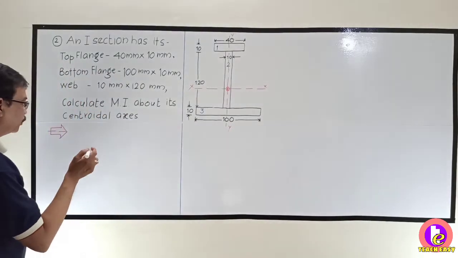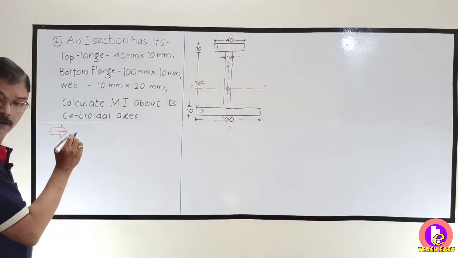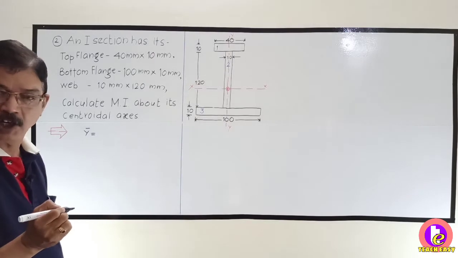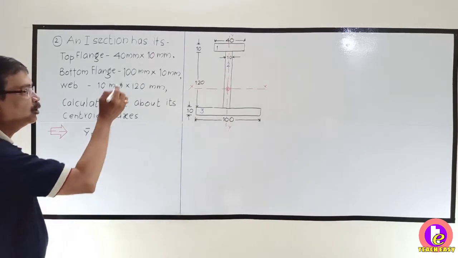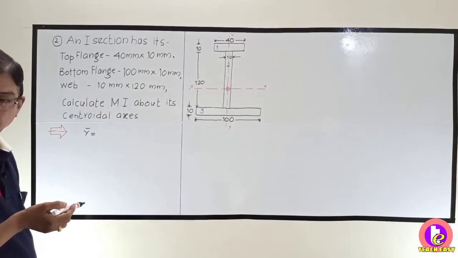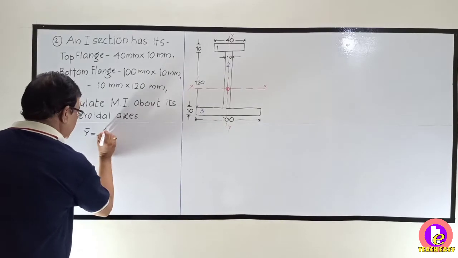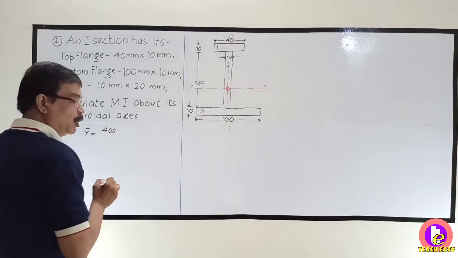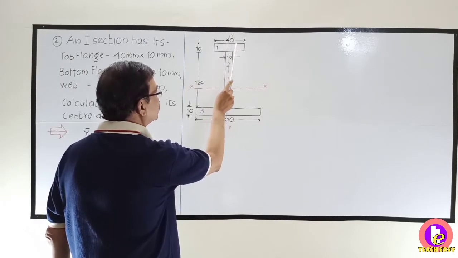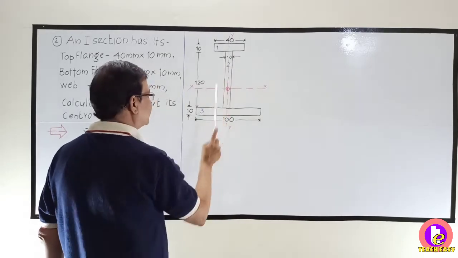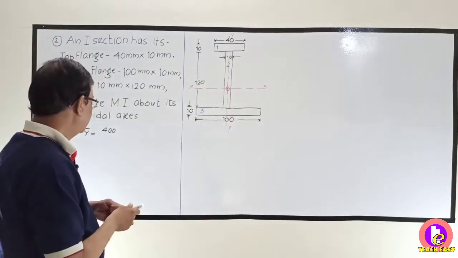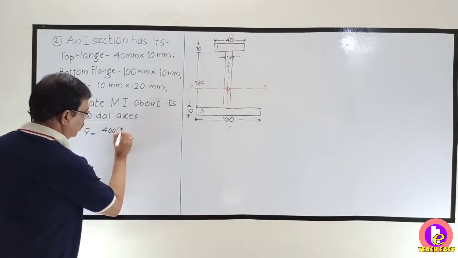For Y bar, you studied in your first year that Y bar is equal to A1 Y1 plus A2 Y2 plus A3 Y3. 1, 2, 3 I have already given. 1 is top flange, 2 is web, 3 is bottom flange. A1 is area of top flange, that is 40 into 10. So A1 is 400. What is Y1? Let us take the moments about bottom. So this is the centroidal axis of the first part. From bottom, its distance will be 10 plus 120 plus 10 by 2. So it will be 135. See, you have already studied this in applied mechanics.